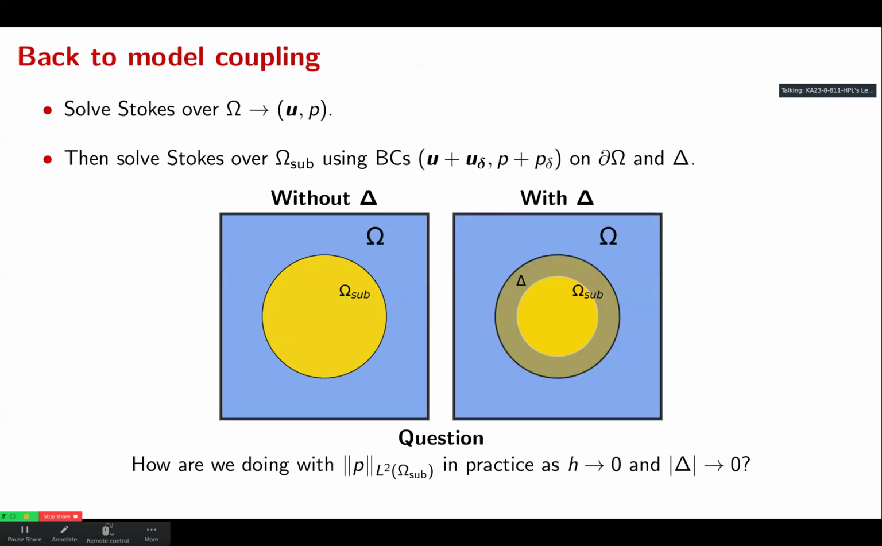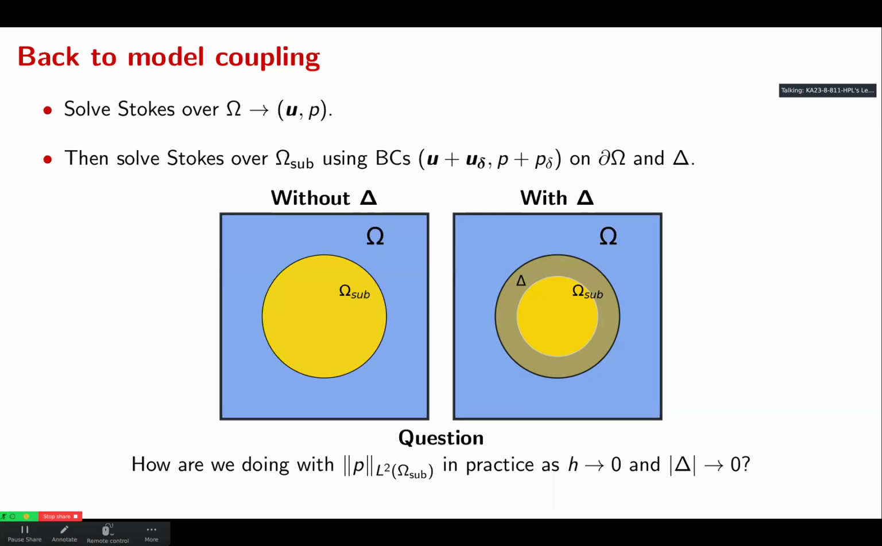So let's go back to our model coupling. Now I will try to mimic this model coupling between shallow ice and Stokes, but in a more simplified way. We will solve Stokes over the whole omega, over this whole square, and get velocity and pressure. Then we will solve Stokes over a subregion, using the boundary conditions obtained before, but also perturbed. And we will vary the magnitude of this perturbation to see what happens.